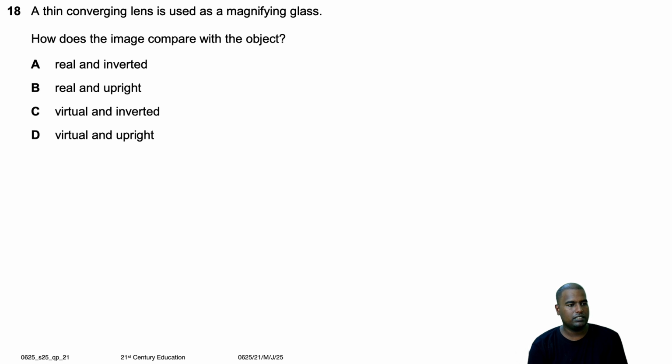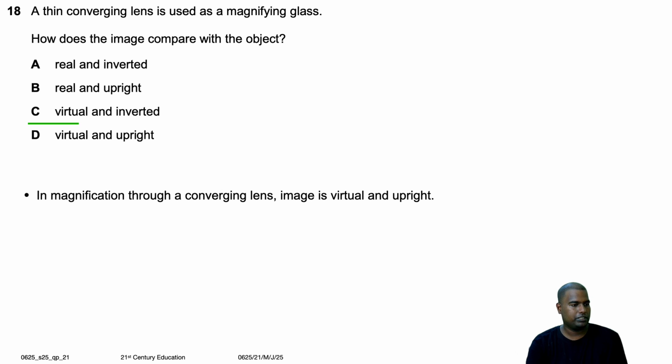A thin converging lens is used as a magnifying glass. How does the image compare with the object? So if magnification is involved in a converging lens, then the image is virtual and upright. So option D.